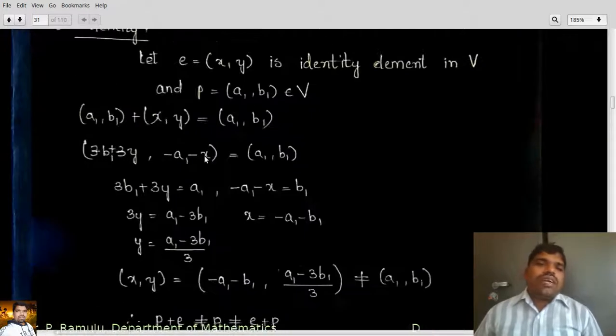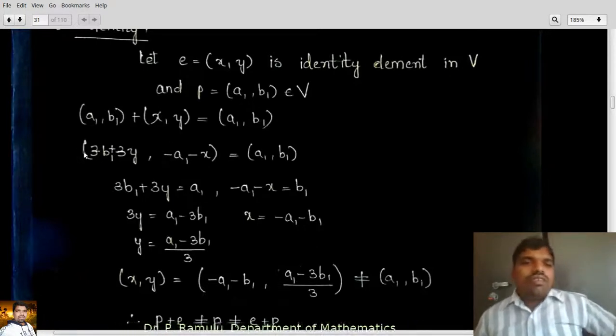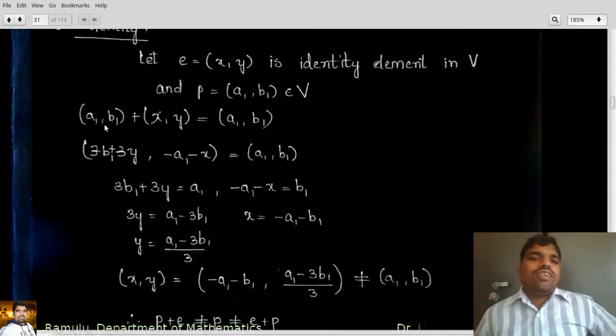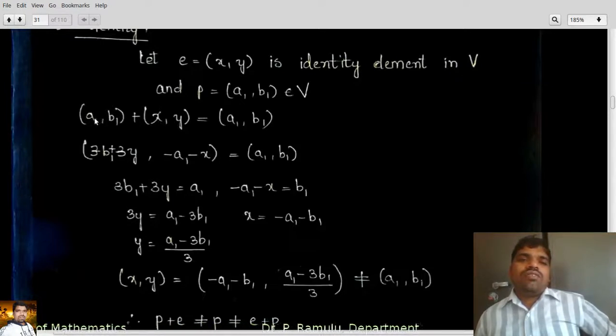Identity property. Let E equal (x, y) be the identity element in V, and P equal (a1, b1). I want to find the identity element. (a1, b1) plus (x, y) should equal (a1, b1). According to the definition, this is (3b1 plus 3y, minus a1 minus x), and this should equal (a1, b1).